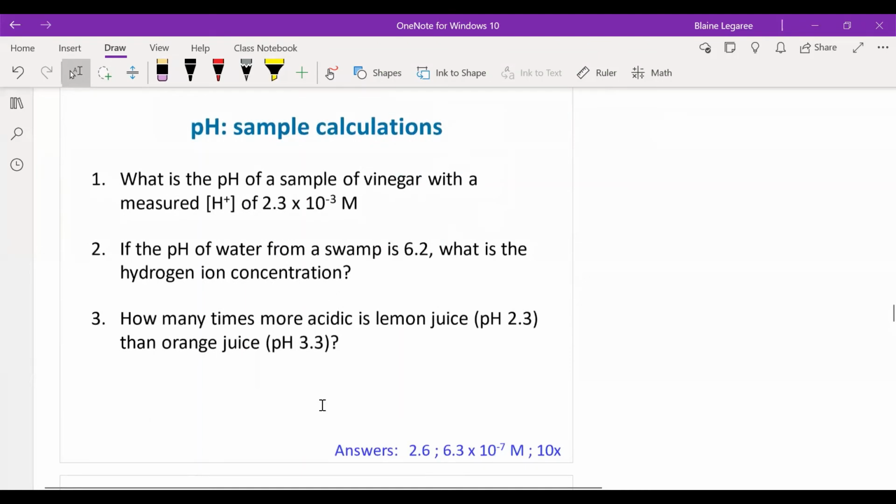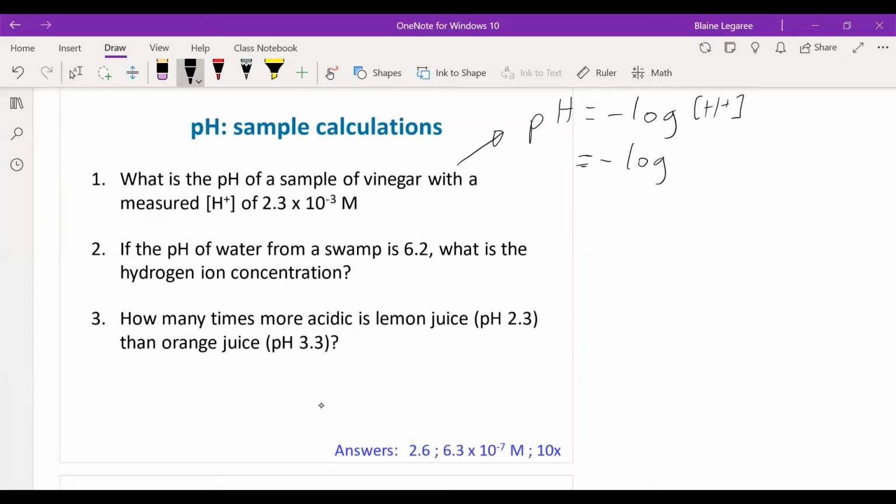So let's try some sample calculations. I want you to be familiar with that formula of pH. So here's the formula, right? And so we'll do number 1 over here. pH equals minus log of the hydrogen ion concentration. So for number 1, it's just punching into this formula.